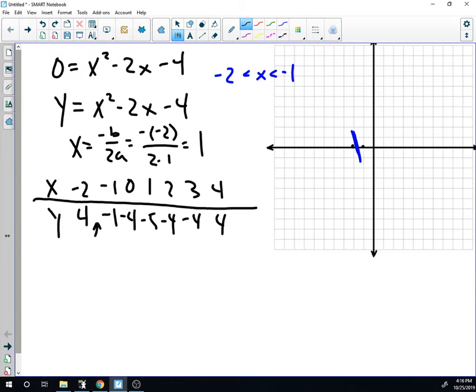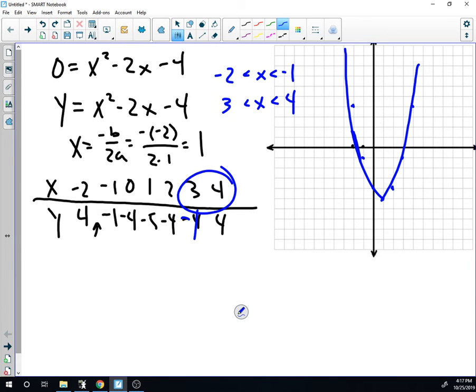So now I can graph this the way the book wants us to. I get negative 2, 4. I get negative 1, negative 1. I get 0, negative 4. I get 1, negative 5. I get 2, negative 4. I get 3, negative 1, and then at 4, I'm up here. So I get this quadratic right here. It crosses right there. The other place where x is going to be is between 3 and 4. So that's the answer.